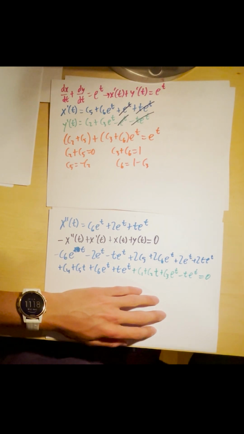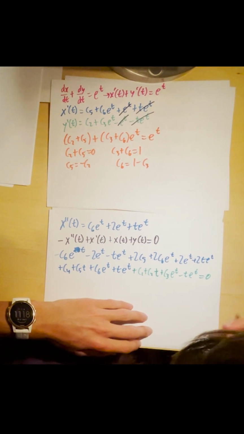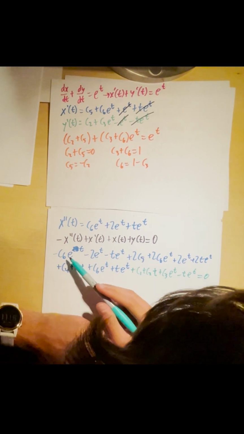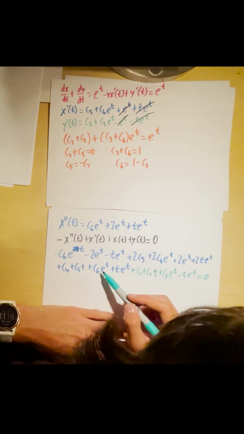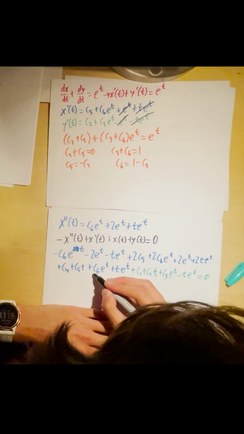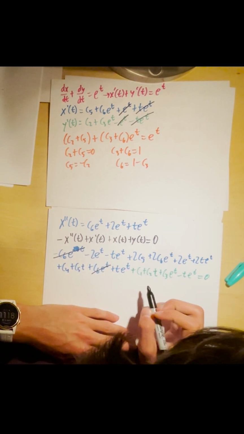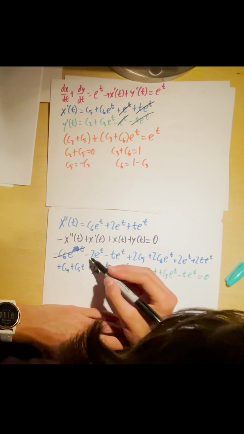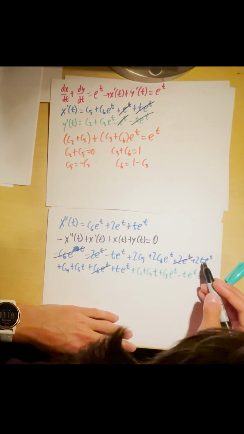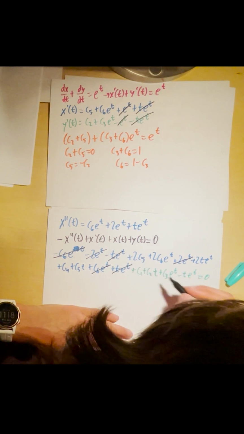Now I'm going to look for terms that I can eliminate. It's negative c6 e to the t and a positive c6 e to the t. These can get canceled. Negative 2 e to the t, positive 2 e to the t. These cancel. Negative t e to the t, positive t e to the t. Cancel.